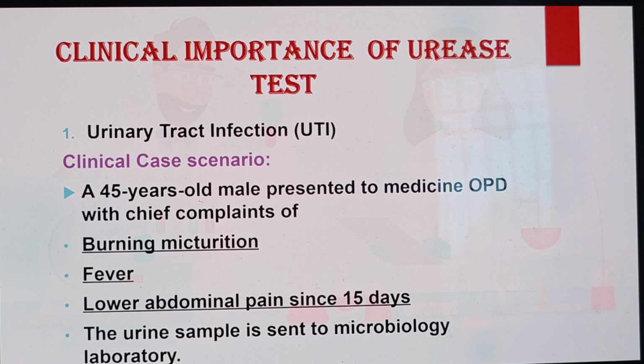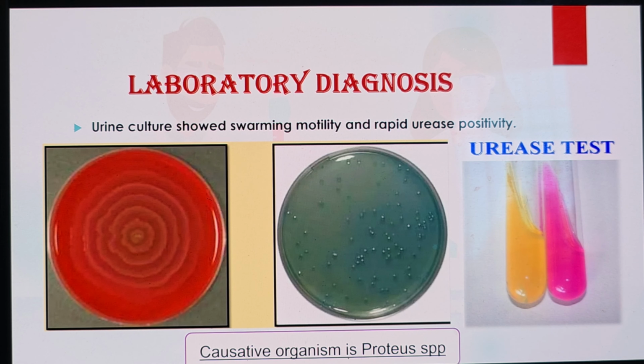Clinical importance of urease test. So let us see the clinical case scenario. A 45-year-old male presented to medicine OPD with chief complaints of burning micturition, fever, lower abdominal pain since 15 days. The urine sample is sent to microbiology laboratory. So laboratory diagnosis: urine culture showed swarming growth on the blood agar plate and non-lactose fermenting growth on the CLED agar. And on urease test, it shows positive urease reaction. So the causative organism is Proteus species.